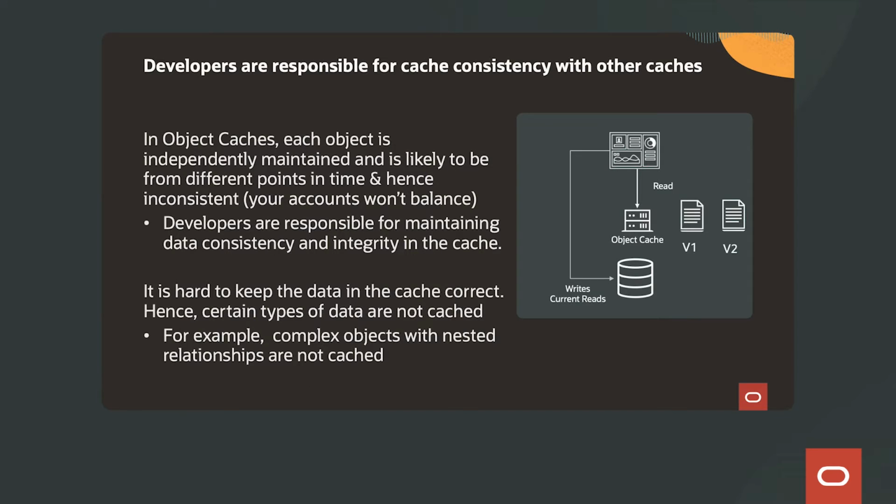Developers are also responsible for cache consistency with other caches. In conventional object caches, each object is independently maintained and is likely to be from different points in time, hence inconsistent with each other. For example, your accounts, when they are cached as different caches, may just not balance.